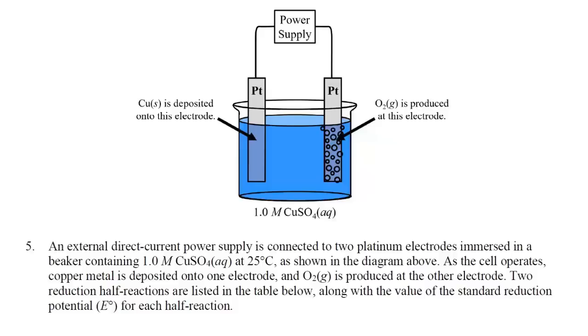All right, so question 5 says the following. An external direct current power supply is connected to 2 platinum electrodes immersed in a beaker containing 1 molar aqueous copper sulfate at 25 degrees Celsius, as shown in the diagram above. As the cell operates, copper metal is deposited onto one electrode, and oxygen gas is produced at the other electrode. 2 reduction half reactions are listed in the table below, along with the value of the standard reduction potential for each half reaction.